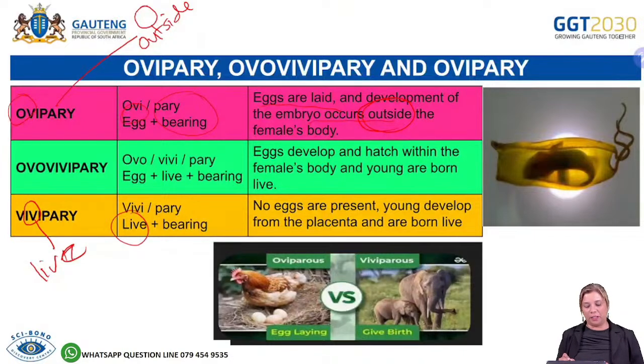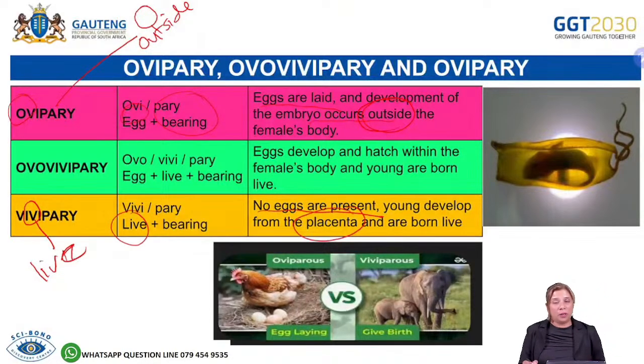So let's read the definition of this. No eggs are present. That is obvious, okay? The young develop from the placenta. So when organisms, now remember, in ovipary, the embryo is inside the egg. In vivipary, where is the organism? It's inside the mother's body.